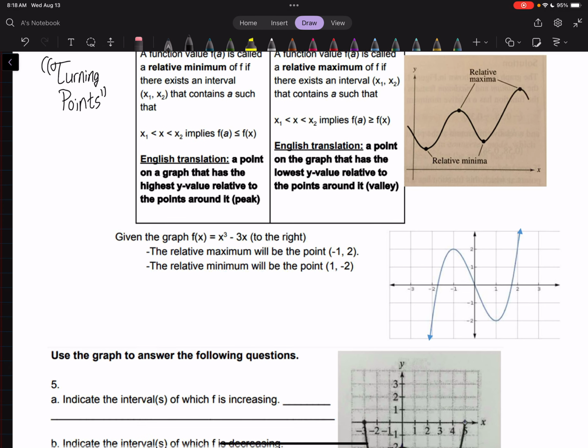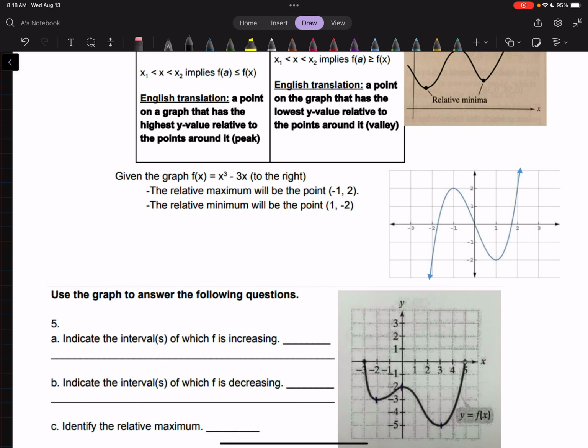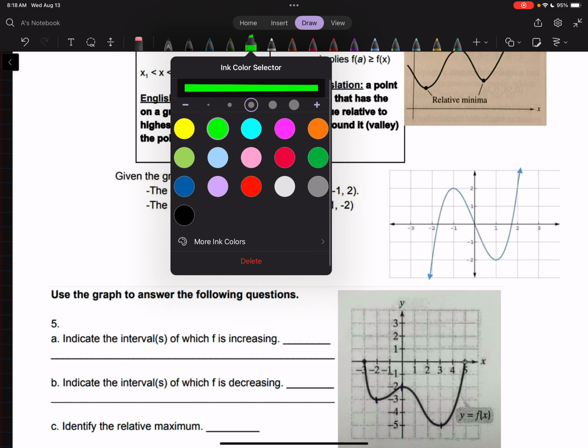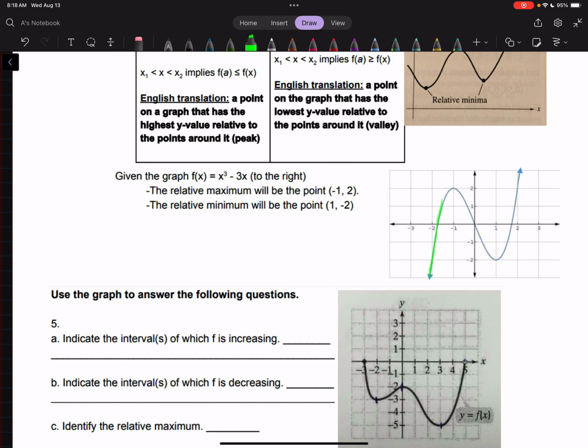So if we look at this example of the graph on our right, if I was to trace this graph, I get to -1, 2, and I turn. Because I start to decrease, this is a turning point. Likewise, at the bottom, 1, -2 is a turning point. -1, 2, our top point, is a relative maximum. 1, -2 is a relative minimum.